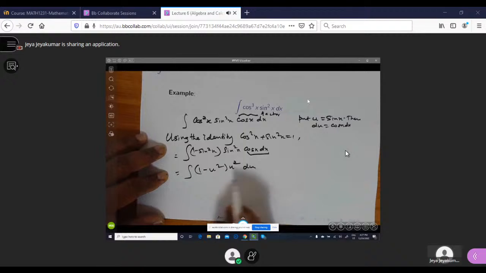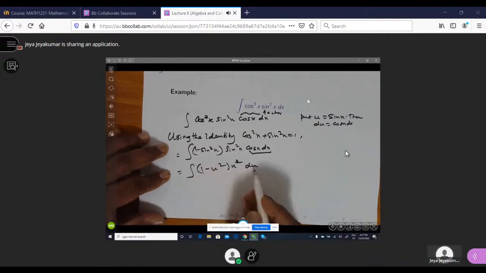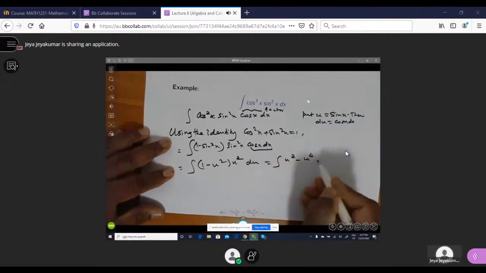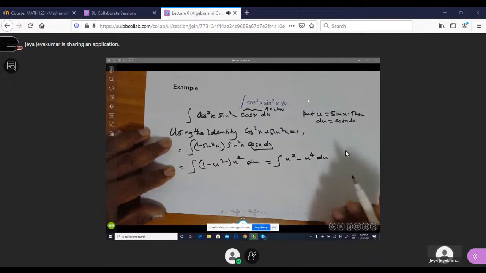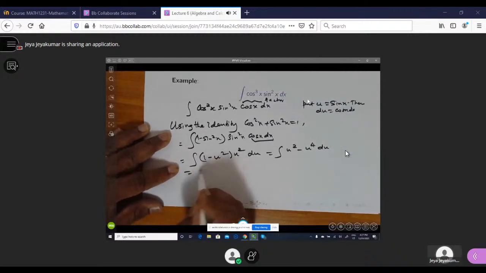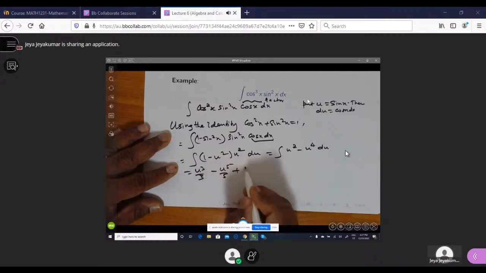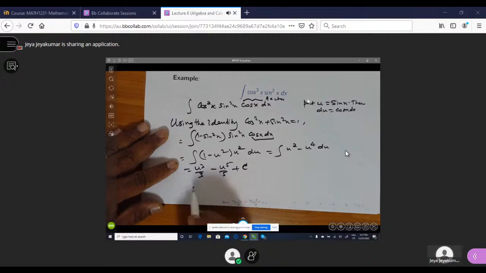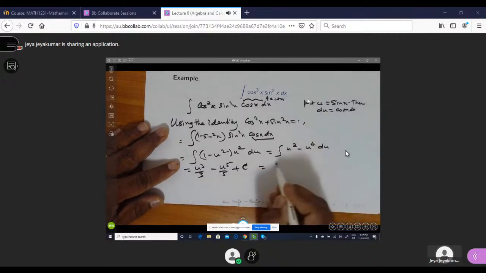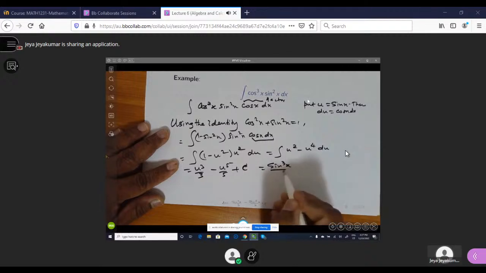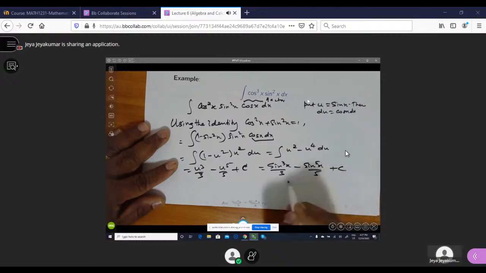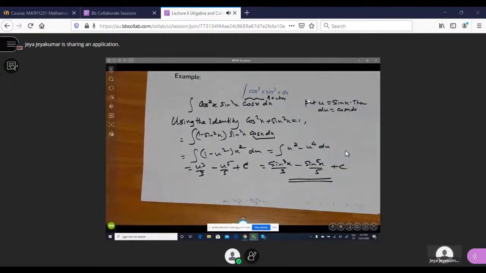So this is a simple integration of a polynomial. You multiply this out, so that gives you the integral of u squared minus u to the power 4 du. You can integrate term by term. That gives you u cubed over 3 minus u to the power 5 over 5 plus the constant of integration, c. Now substitute u equals sine x, so that gives you sine cubed x over 3 minus sine to the power 5 x over 5 plus c. So that gives you the integral of this.